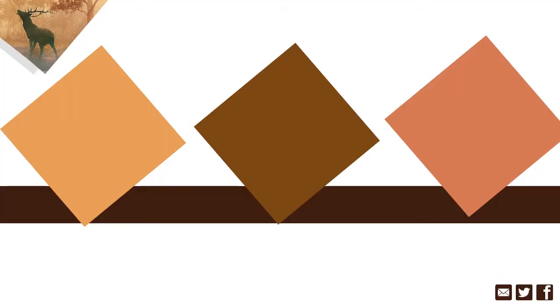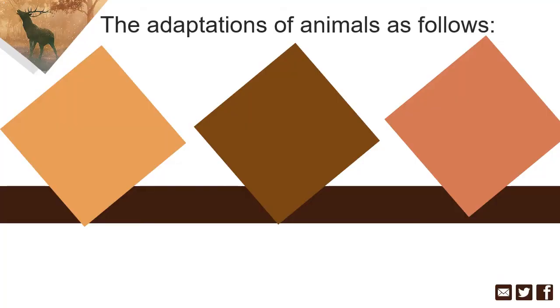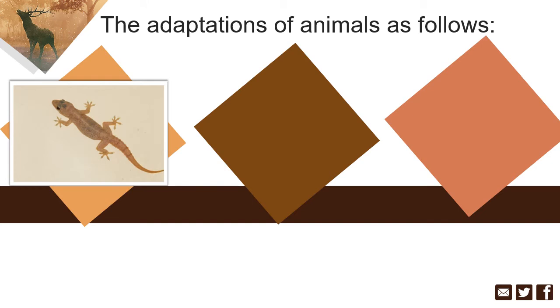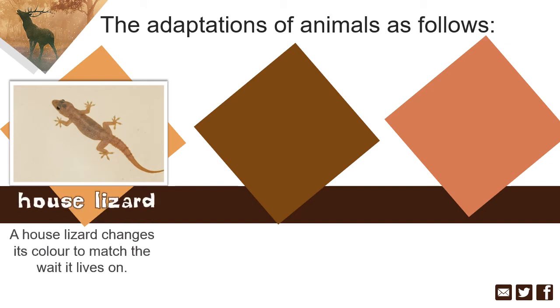Let's look at some of the examples of how animals adapt to their environment. First picture we have here is a house lizard. It changes its color to match the wall it lives on.